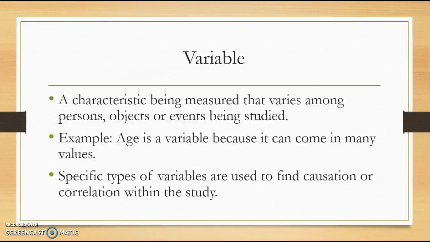So what is a variable? A variable is a characteristic being measured that varies among persons, objects, or events being studied. An example of this could be age, which is considered a variable because it can come in many different values. Specific types of variables are used to find causation or correlation within the study.